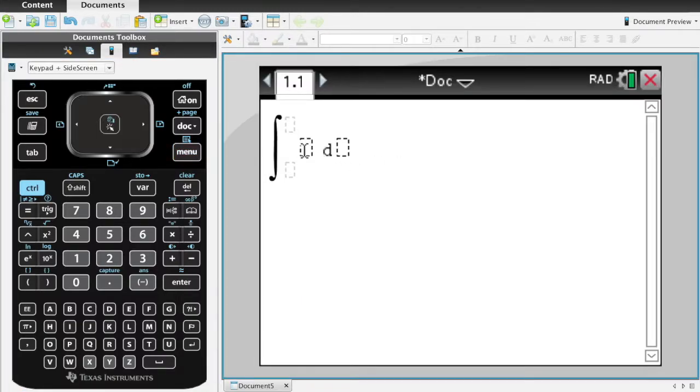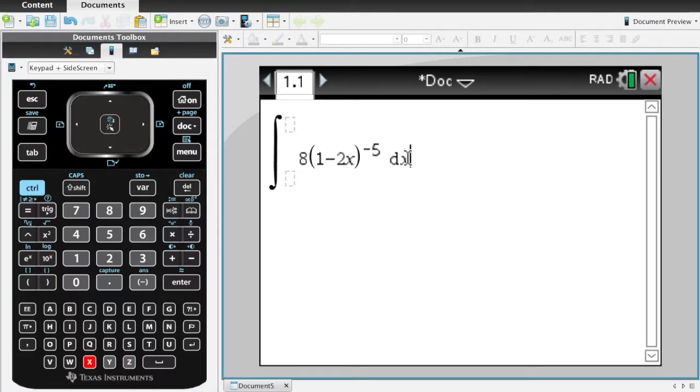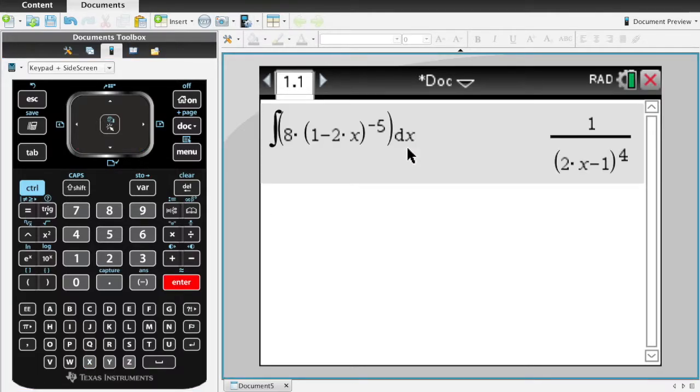I'm going to place the derivative in here, so 8, 1 minus 2x, and that's raised to the power of negative 5. And of course I'm doing that with respect to x. Hit enter. So I now know that the original function f of x is going to equal this, plus some unknown constant c.